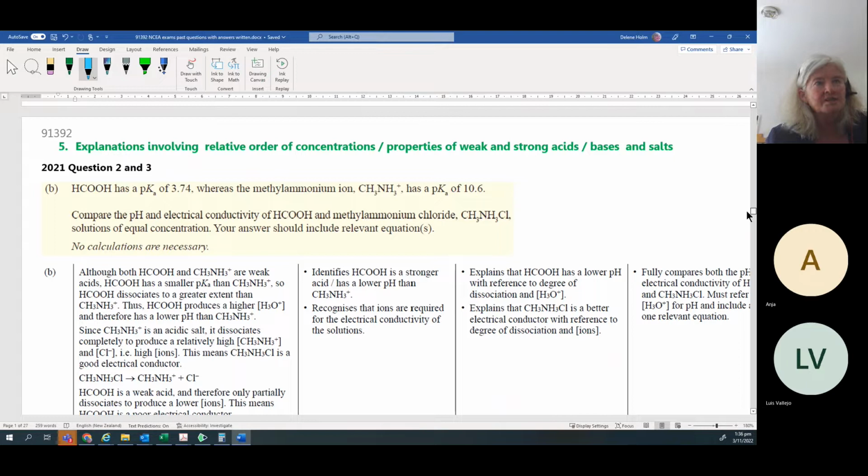Now, you will always be asked something about the properties of a weak acid, a weak base, a strong acid, a strong base, a salt of a strong acid and strong base, or a salt of a weak acid and strong base. And you may be asked to give the relative order of the species in solution, of all the ions and all the molecules, depending on what the substance is.